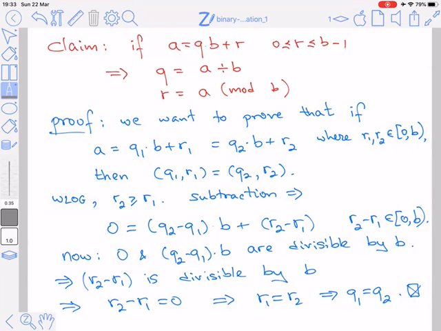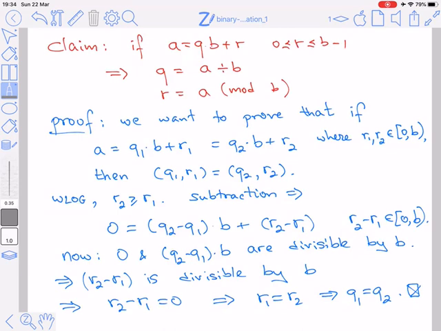So, suppose that we have two ways of representing A. The first one is Q1 times B plus R1, and the second one is Q2 times B plus R2, where in both cases, these addends, R1 and R2, are between 0 and B minus 1. Notice that this is an open interval, so R1 and R2 are strictly less than B. Well, I claim that if I have two such representations of A, then these pairs are equal. Q1 equals Q2 and R1 equals R2.